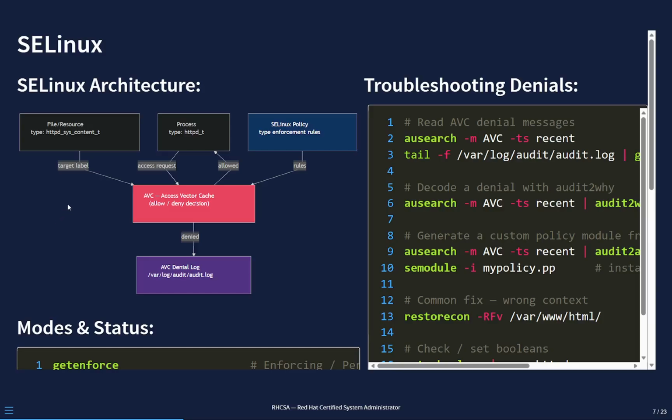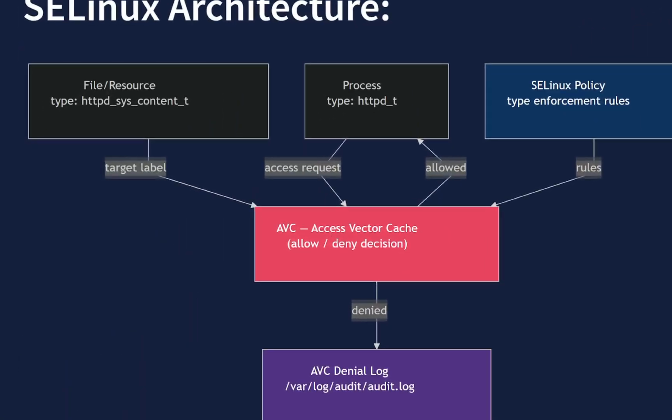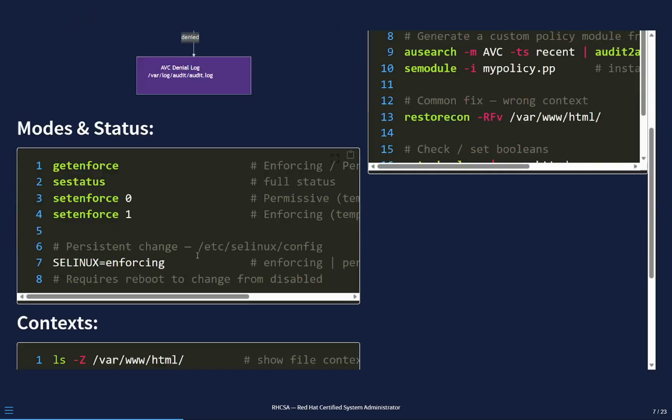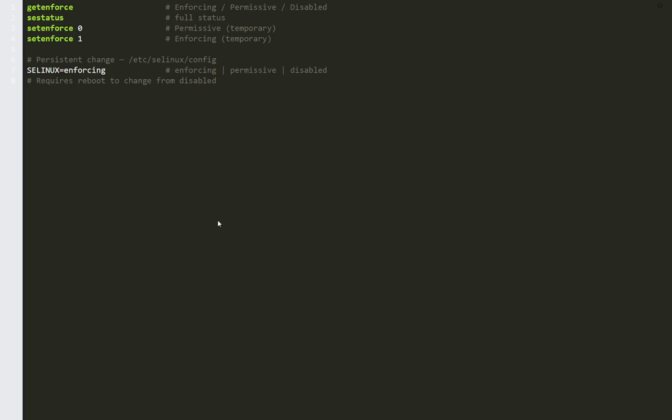The decision is made by the AVC, Access Vector Cache, which checks the process type against the object type against the policy rules. If the policy says no, the operation is denied, and the denial is logged in /var/log/audit/audit.log. There are 3 modes. Enforcing, the normal production mode. Denials are logged and enforced.